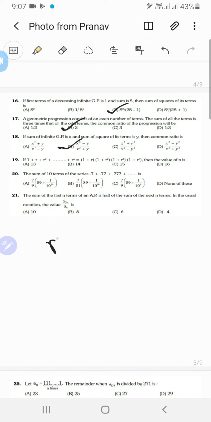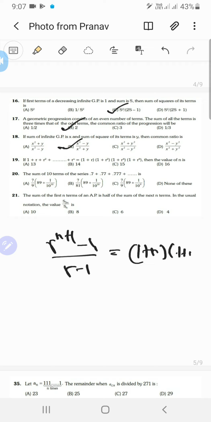So what is this? This is going to be (r to the n plus 1 minus 1) upon (r minus 1) is equal to (1 plus r) into (1 plus r squared) all the way till (1 plus r to the 8th power). Now watch carefully. It's going to be 1 minus r to the n plus 1, just multiply by negative 1.